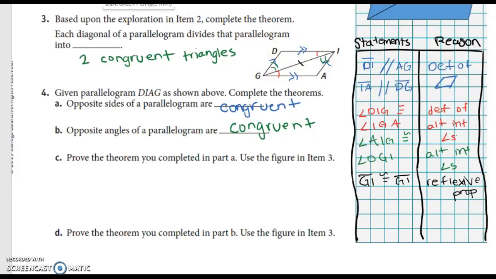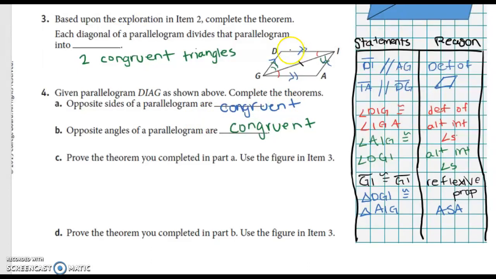Yep, that's right. So we now have triangle DGI is congruent to triangle AIG because of angle, side, angle. So now that we've got two congruent triangles, like we learned in the previous unit, corresponding parts of congruent triangles are congruent, or CPCTC, so we can look at the opposite sides of the parallelogram. If they are in fact corresponding, then we know that they are congruent.